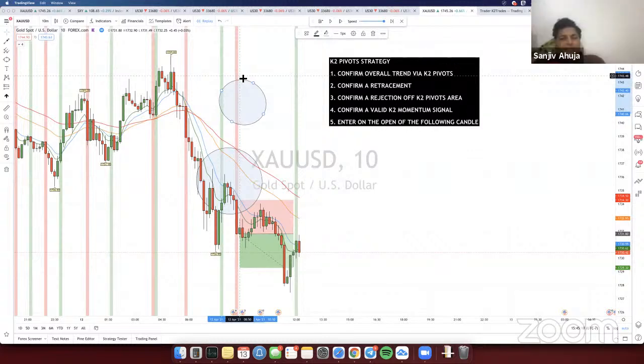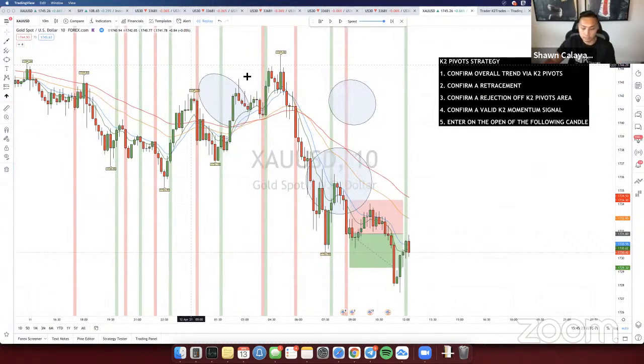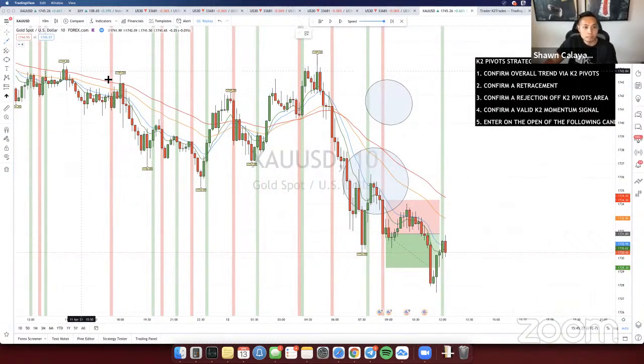Trend change, reverse. Yeah, like for example right here, price is trending down right here, but then the rejection is all the way up here, right?